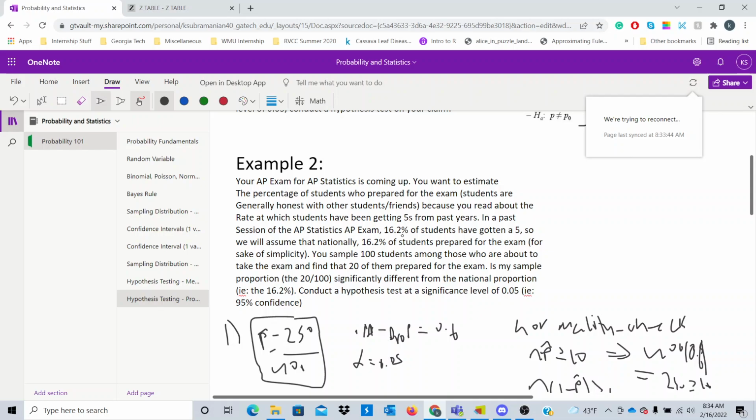It's a simplifying assumption. So I sample 100 students in my school who are about to take the exam and find that 20 of them said that they prepared for the exam. Is my sample proportion, i.e., the 20 out of 100 students who say they prepared for the exam, significantly different from the national proportion, i.e., the 16.2% of students who have gotten a 5? We'll conduct a hypothesis test at the significance level of 0.05. So, in other words, 95% confidence, but we'll use a significance level of 0.05 to be consistent.